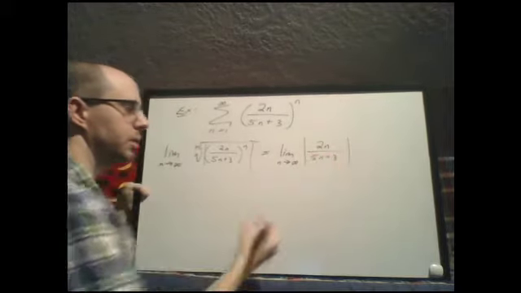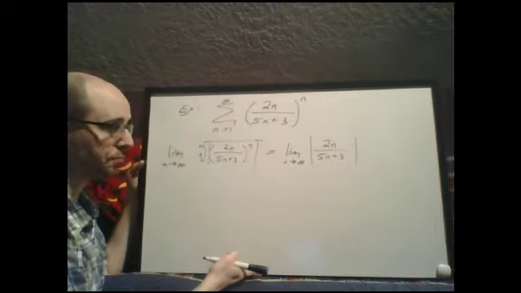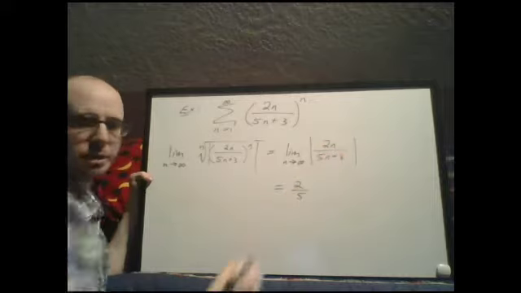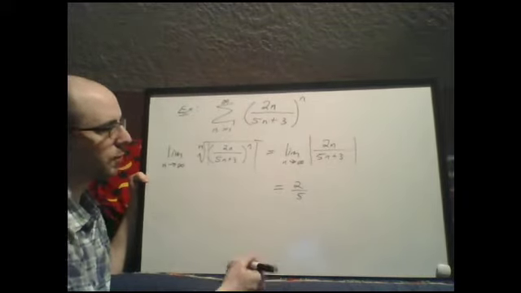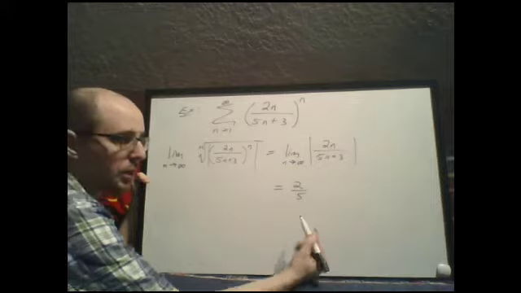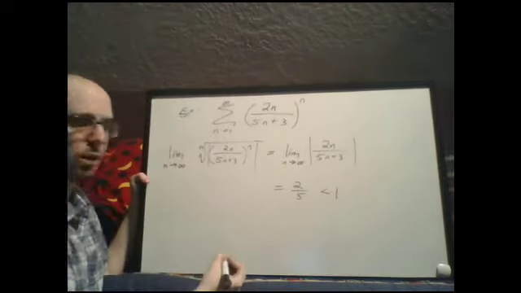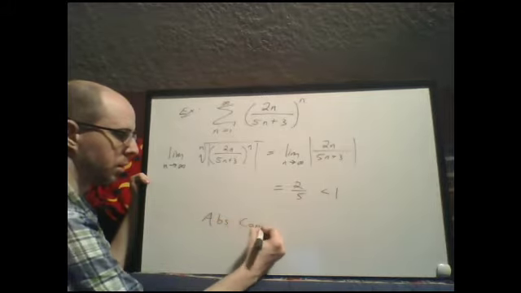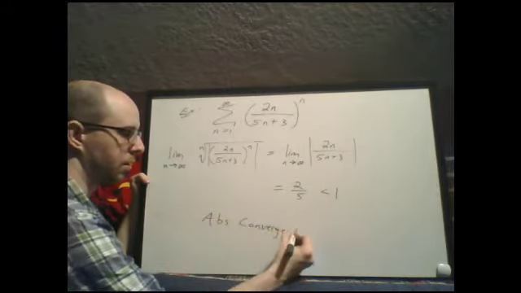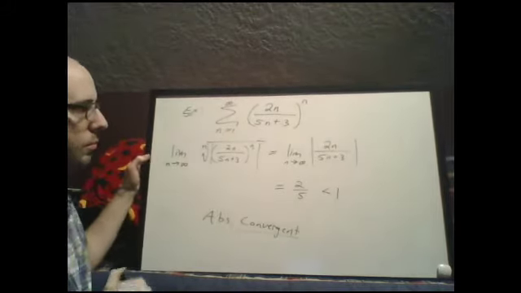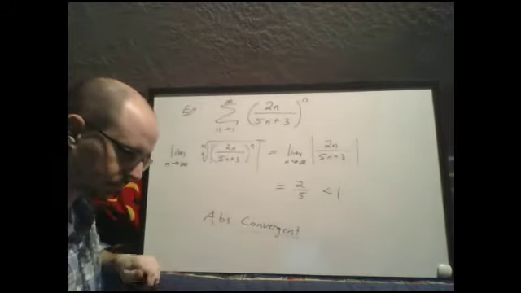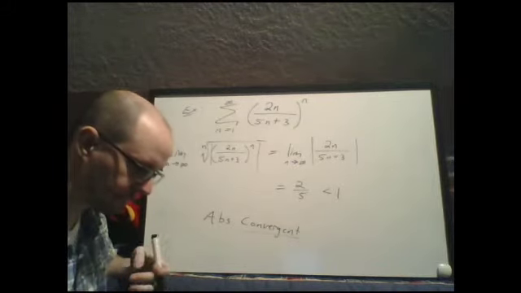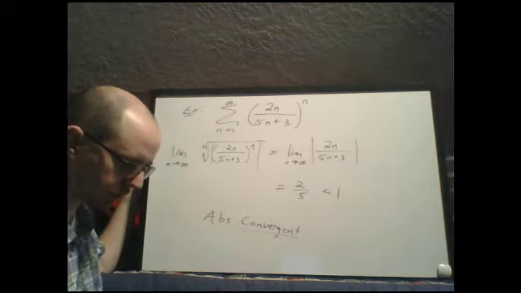The limit of 2n over 5n plus 3, that's just 2/5, because the degree is the same on the top and the bottom. So 2 over 5. And now you look at that answer, it's less than 1. So the root test tells me absolutely convergent. All right. So let's do another one.